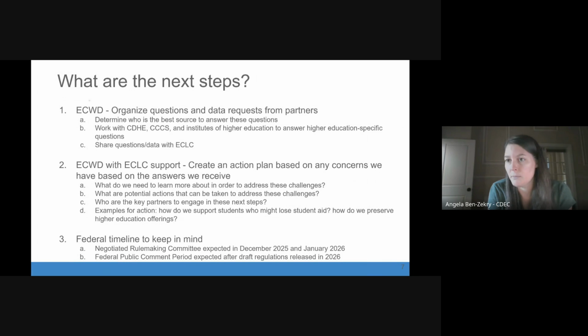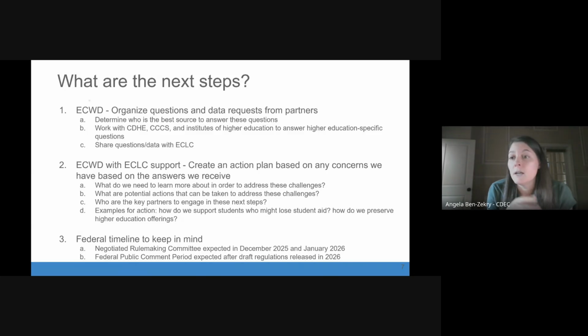And we assume that these types of things would be around, again, what do we need to learn about when these decisions are being made? And how do we address any of these challenges? What are some actions that could be taken to prevent some of these from being challenges? And then again, who are the key partners that we may need to engage with? So some of this may be stuff that can happen at the state level where we may not have authority with our higher education partners.